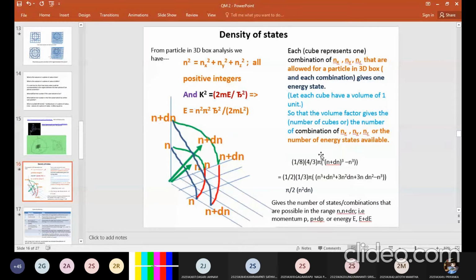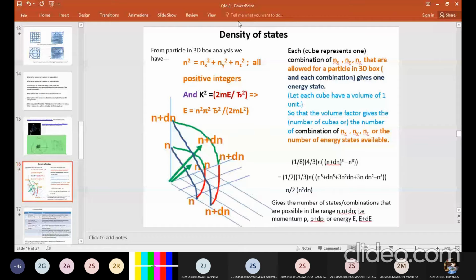So when dn is very small, dn square will be much smaller, so neglected. dn cube will be much smaller, so neglected. So I'm neglecting dn cube and dn square terms. What I remain with is pi by 2 n square dn. Pi by 2 n square dn gives me the total number of energy states available between n and n plus dn.